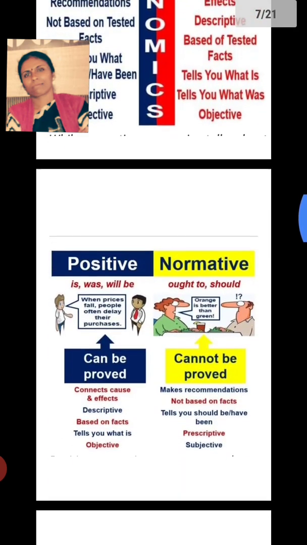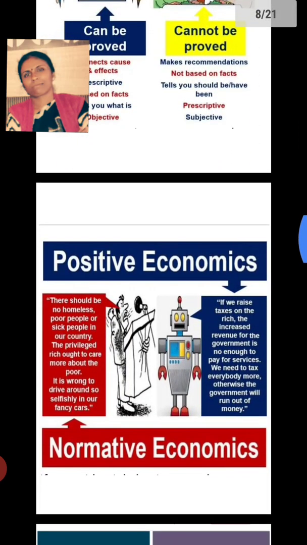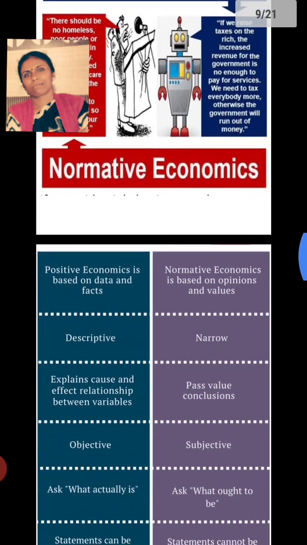One more interesting picture is given here. See here, positive and normative: ought to be, and it was, will be; can be proved and cannot be proved. Positive economics and normative economics are the two important aspects of our economic life.